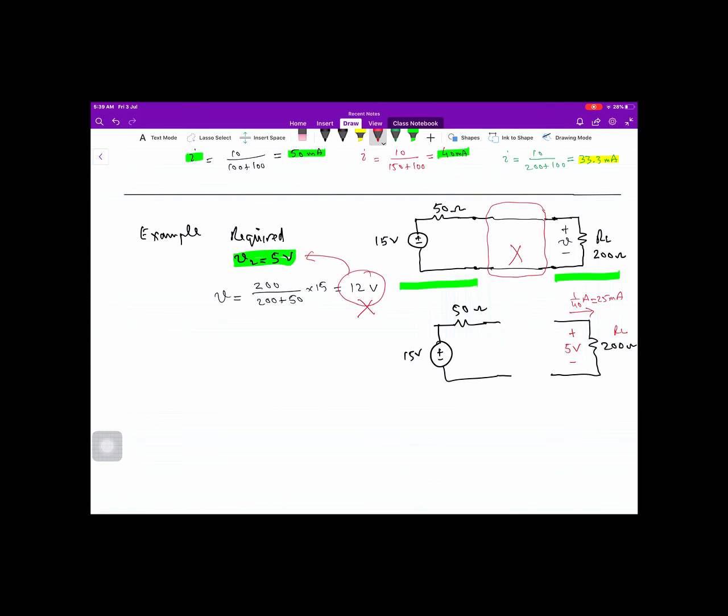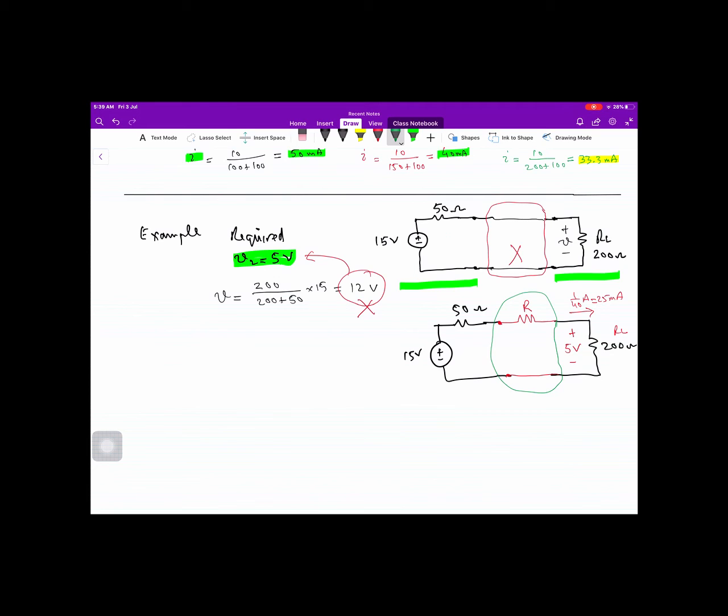And now we think of an interface, and let us try a series resistance. In this interface, we will find the value of R which can meet the required condition, which is that the output voltage should be 5 volts.